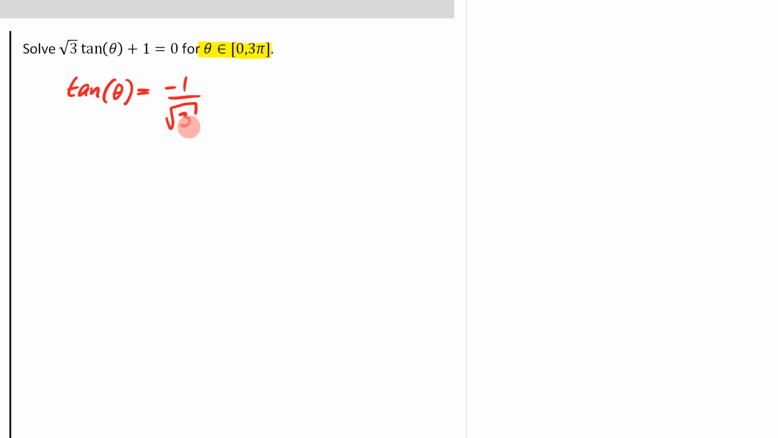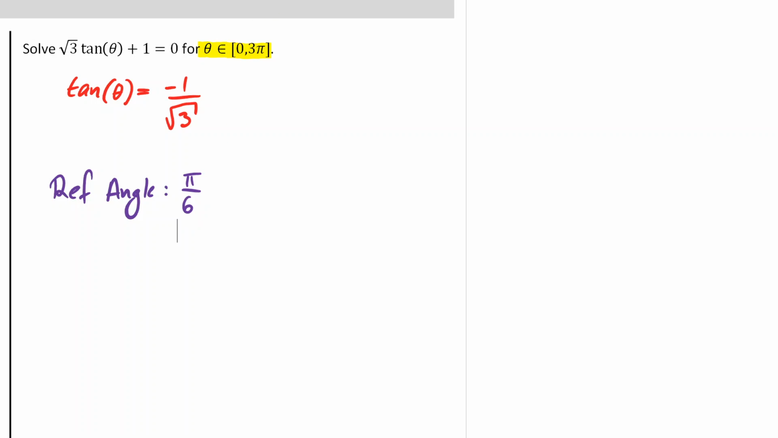The next thing I'm going to do is figure out my reference angle. So remember, the way in which you do that is you ignore your sign and you just look at 1 on the square root of 3 and try to figure out what the reference angle is going to be from that. After a while, you'll be able to do this really well just because you've had enough practice, and you'll be able to identify that this is pi on 6.